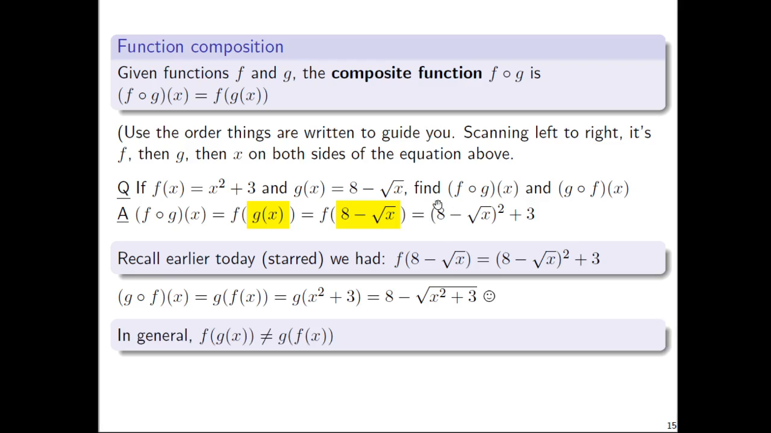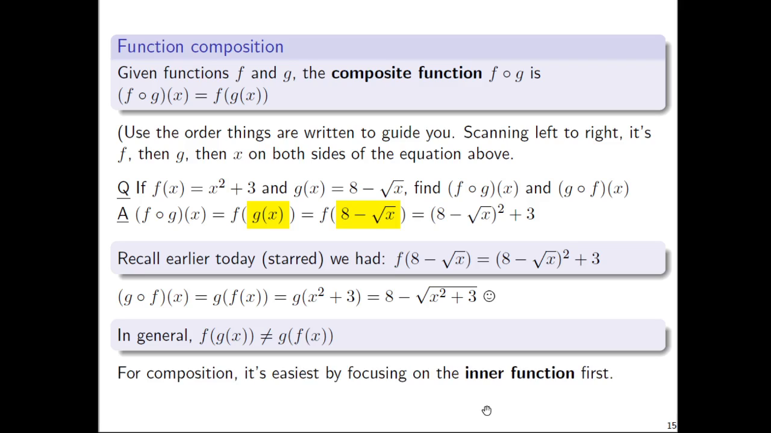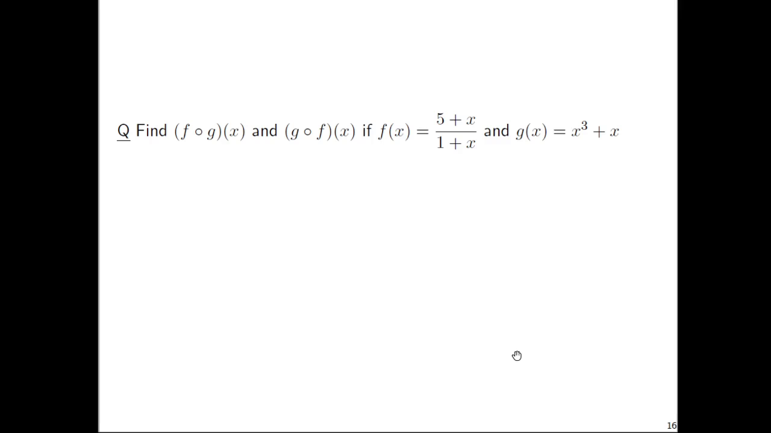In general, you're noticing, because of this final answer versus that final answer, f of g of x is not the same as g of f of x. So you've got to be careful with order here. For composition, it's really always easiest to focus on the inner function first, because like here we did what's highlighted in yellow. g of x, it's literally g of x. It's not g of 2x, it's not g of f of x, or whatever. It's just g of x, so the g of x gets replaced with 8 minus root x.